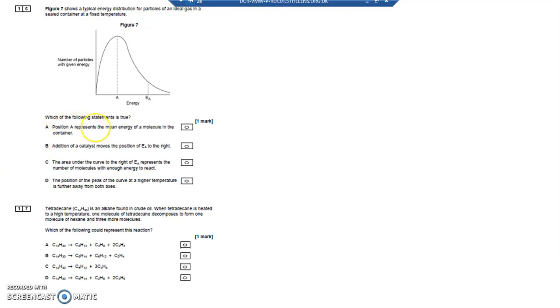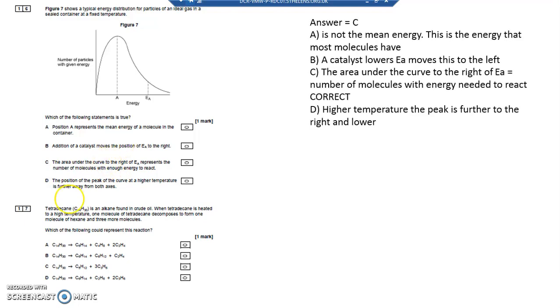Addition of a catalyst moves the activation energy to the right. Now, it lowers the activation energy, so it moves it to the left. The area underneath the curve to the right of the activation energy represents the number of molecules with enough energy to react. Yes, underneath the curve represents the number of molecules, and those to the right of the activation energy have got sufficient energy to react, so C is correct.